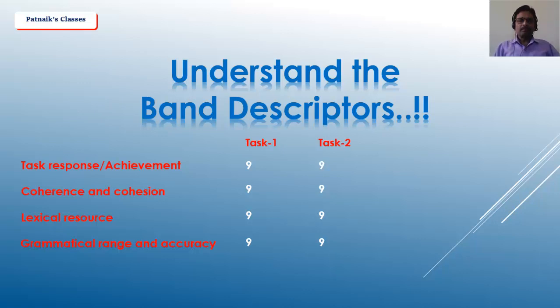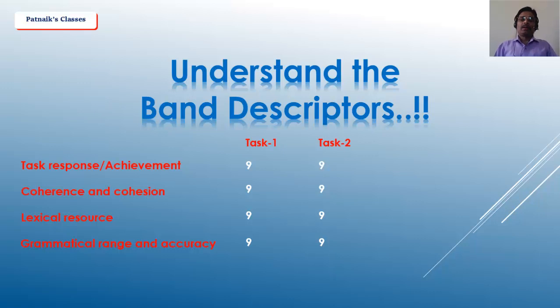If you see the band descriptors for task 1 and task 2, the range given is 0 to 9, and 9 is the maximum. For task response and task achievement, you have got 9 bands in task 1 and 9 bands in task 2. Similarly, coherence and cohesion, 9 is the maximum for task 1 and task 2. Similarly, lexical resources, 9 band for task 1, 9 band for task 2. And finally, grammatical range and accuracy, 9 band for task 1 and 9 band for task 2.